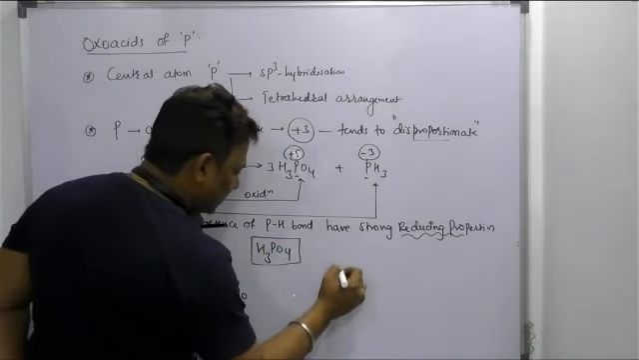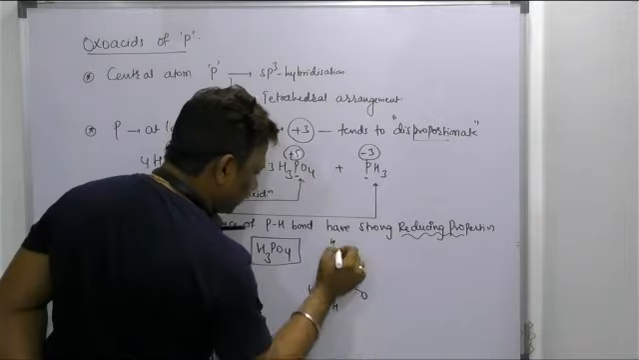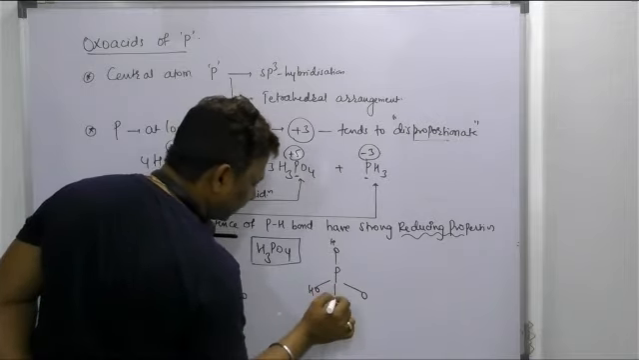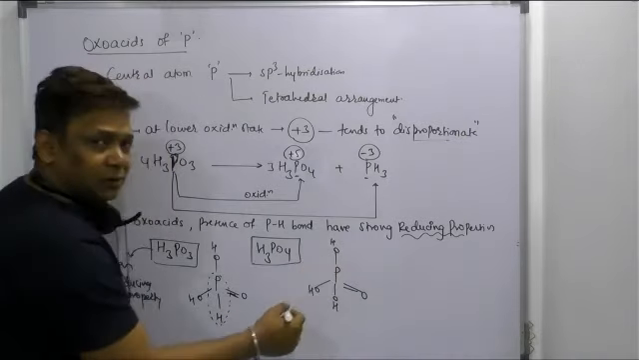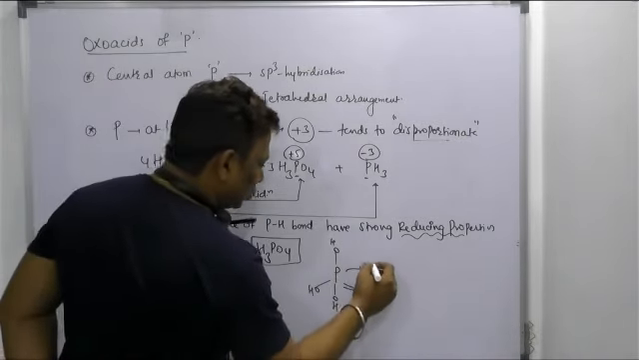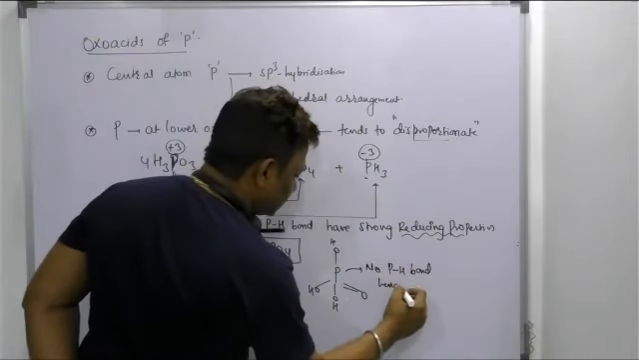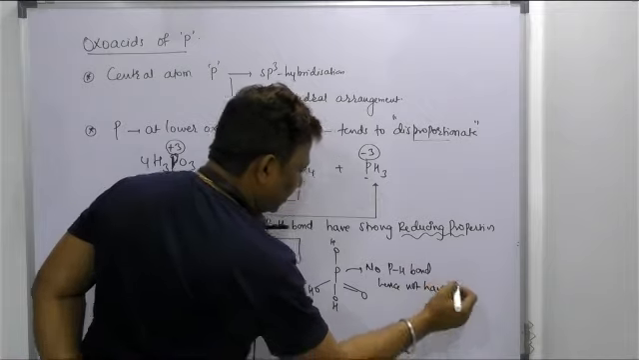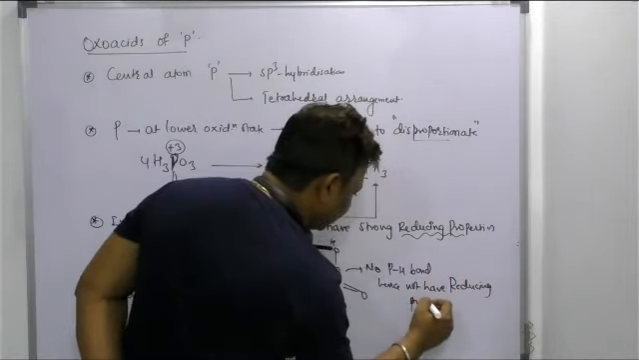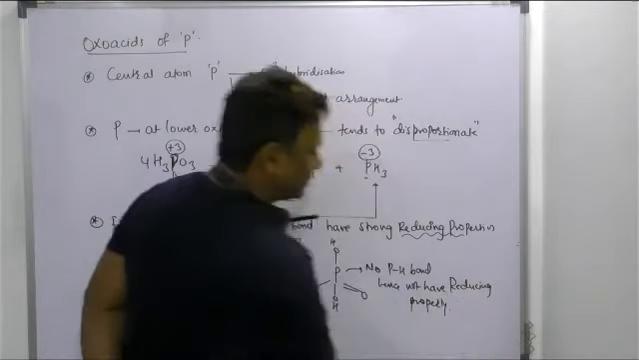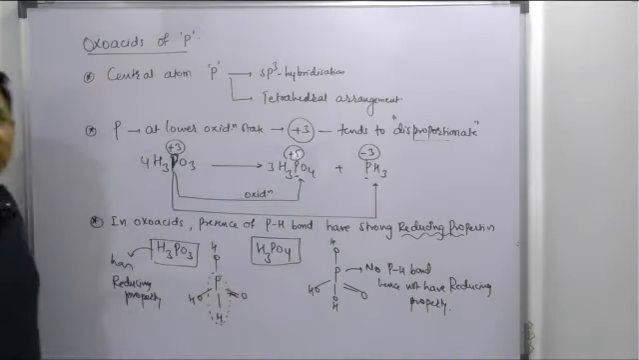But in H3PO4, check it here. The central atom phosphorus also has a tetrahedral arrangement. Hydrogen is 3, oxygen is 4, and one is a double bond oxygen. So do you have a P-H bond anywhere? In this one, there is no P-H bond, hence it does not have a reducing property. So this is another point to remember: the presence of a P-H bond shows reducing property. So H3PO3 has the reducing property, but H3PO4 does not.